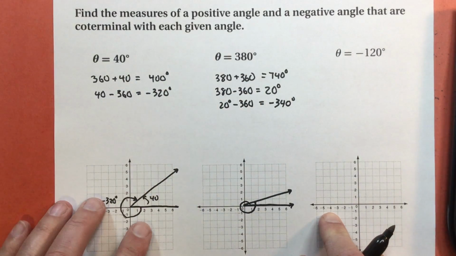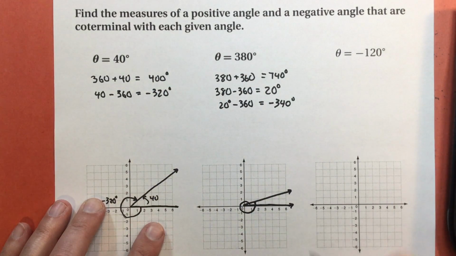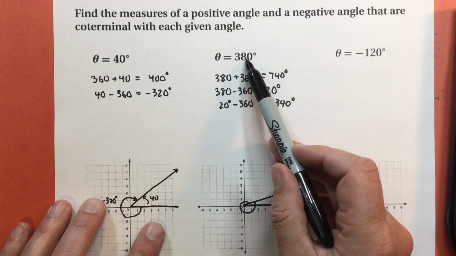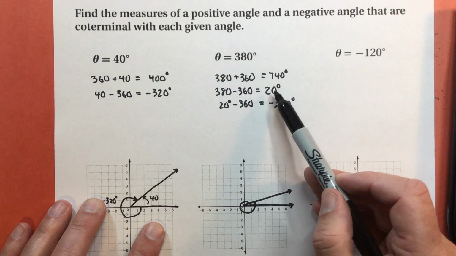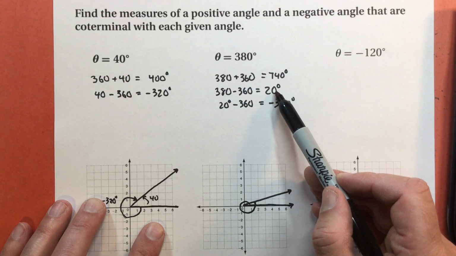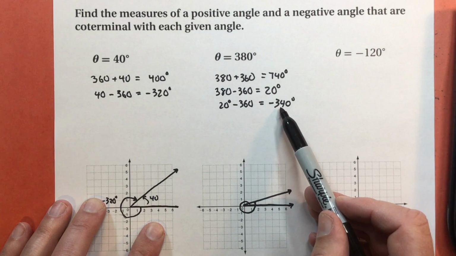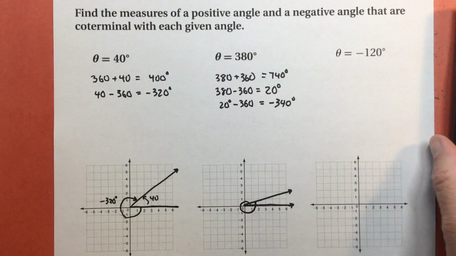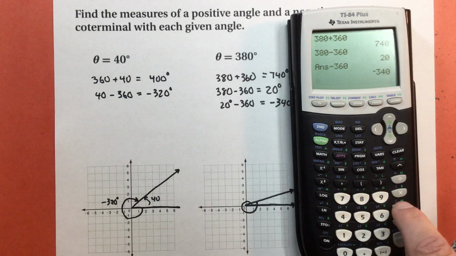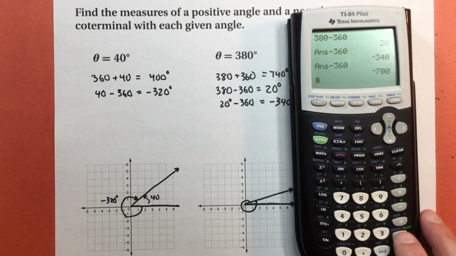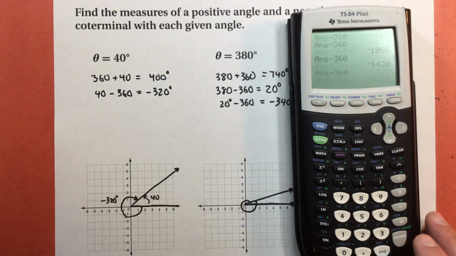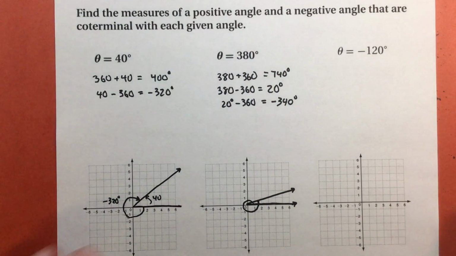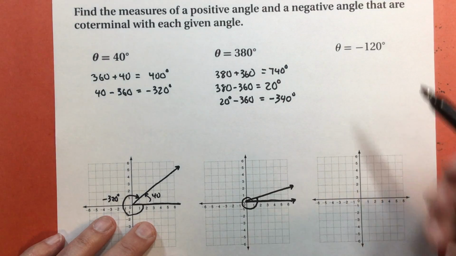All of these are coterminal. They're all fine. So start out with 380 degrees. 740 and 20 degrees are both coterminal with it, and they're both positive. Negative 340 would be, for lack of a better way of saying it, the first negative coterminal angle. And if I did it again, I get negative 700. And I would keep doing that, and I'd get a lot more. Okay, finally for this one.